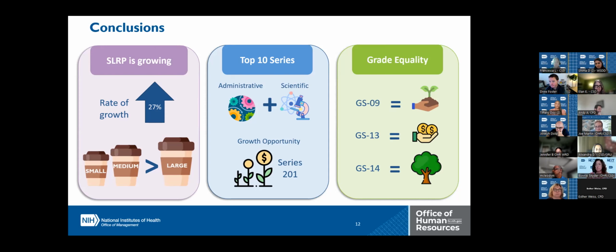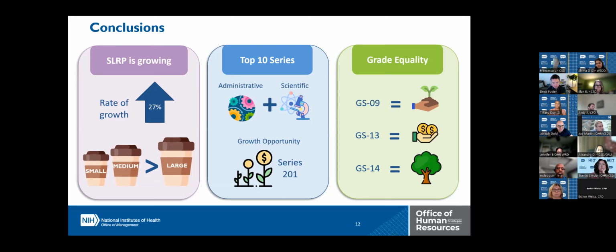Astonishingly, though, we found that 201s, which are HR specialists, specifically have the greatest prospects for growth, given that their growth rate for the program has decreased within the past 5 years. And they also continued to show a drop rate even when we looked at the past year.